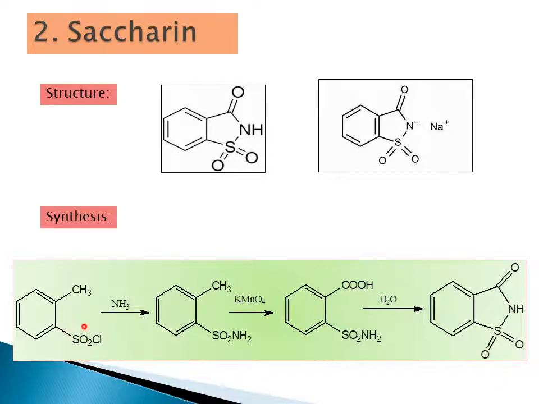I repeat the synthesis. Toluene sulfonyl chloride, the sulfonyl chloride is converted into sulfonamide by ammonia. The methyl is converted into acid by oxidation in the presence of KMnO4 and undergoes simple cyclization by the loss of water. It gives saccharin.